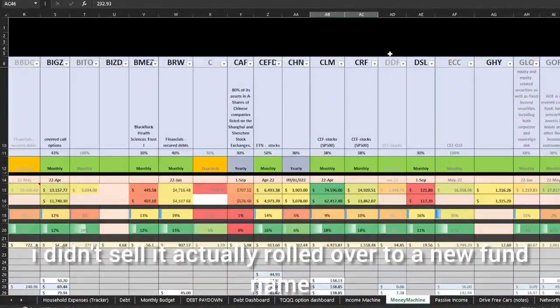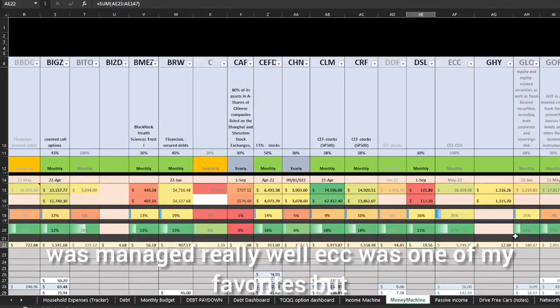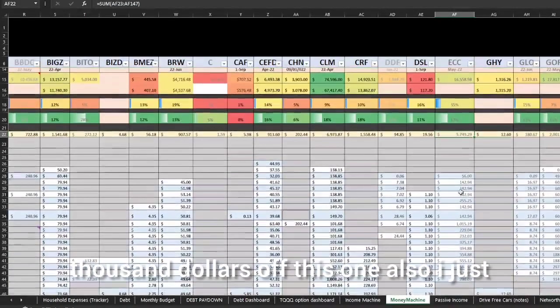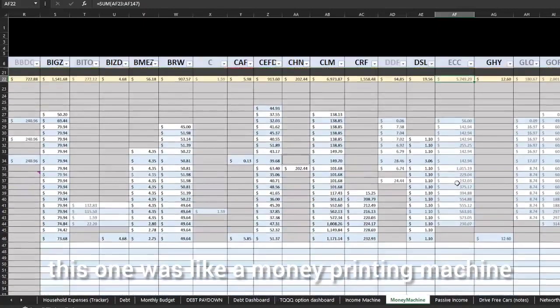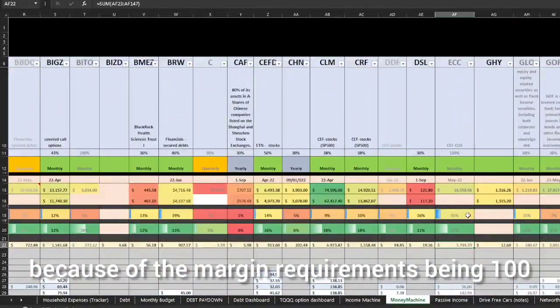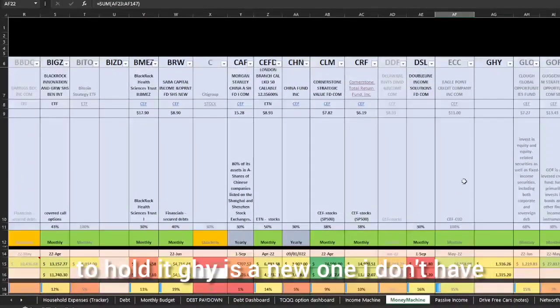DDF, I didn't sell it. It actually rolled over to a new fund name, but it was an interesting fund. It was managed really well. ECC was one of my favorites, but I ended up selling it. You can see I made $5,000 off this one. This one was like a money printing machine, but I ended up selling it because of the margin requirements being 100%. It was really hitting my account hard to hold it.